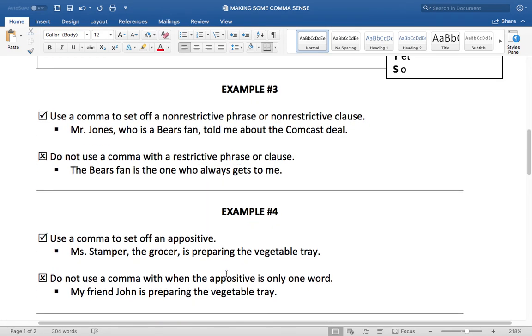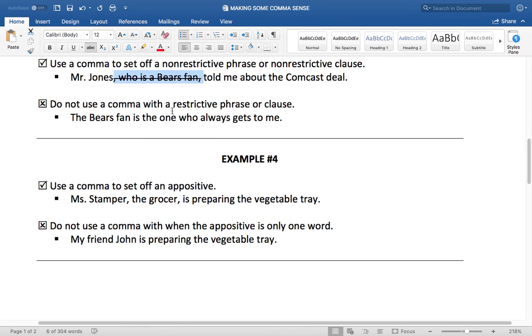So in example 3, we want to use a comma to set off a non-restrictive phrase or non-restrictive clause. These are clauses or phrases that add information that's not essential to the meaning of the sentence. Oftentimes they begin with "who" or "which." So in this case, "Mr. Jones, who is a Bears fan, told me about the Comcast deal." One way to test for this is if you were to cross out the non-essential or non-restrictive clause, "Mr. Jones told me about the Comcast deal." It still makes sense, so likely we're going to set that off by commas.